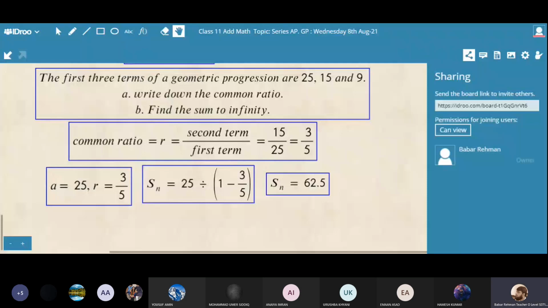Salar, are you there? Vasil? Yusuf Amin? Can anyone please explain sum to infinity? Yes, Iman, are you there?